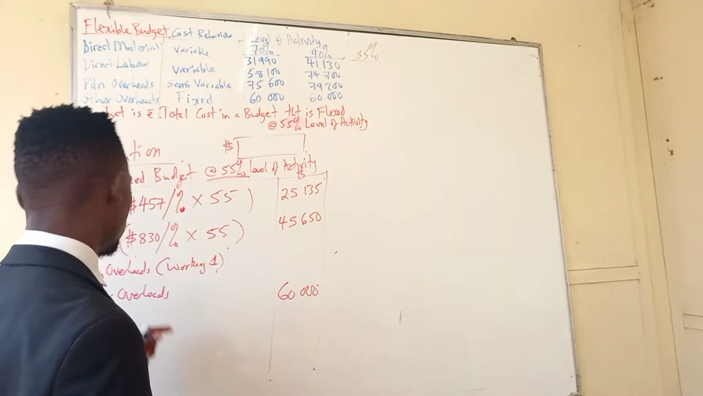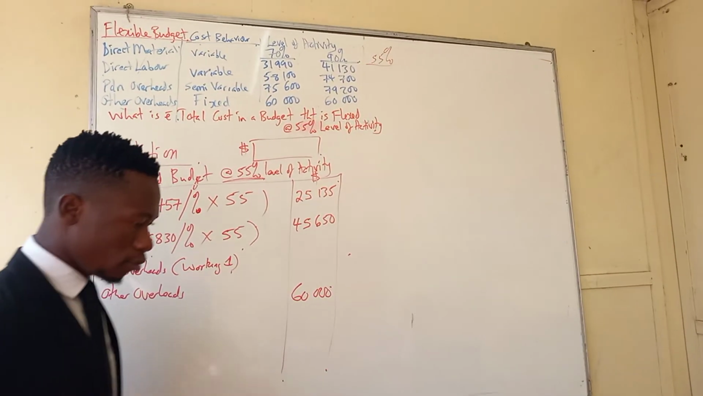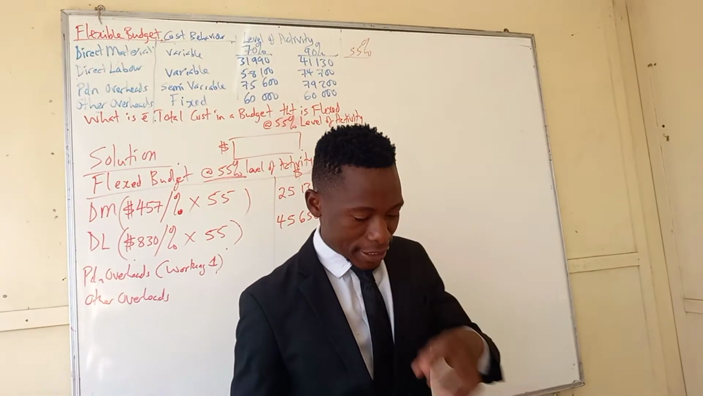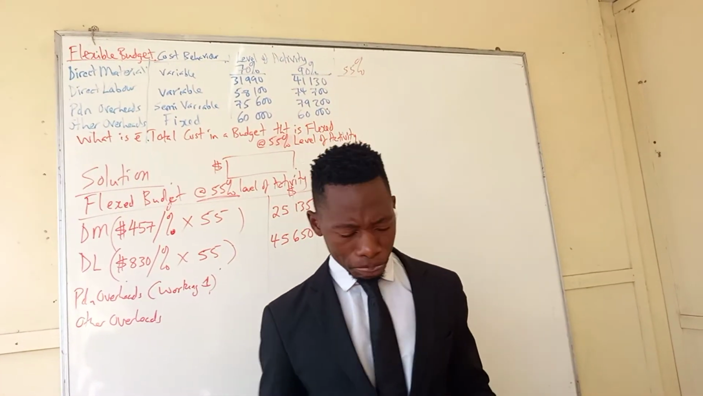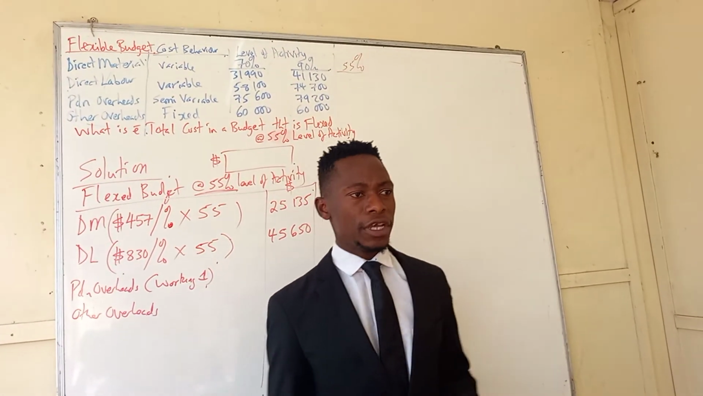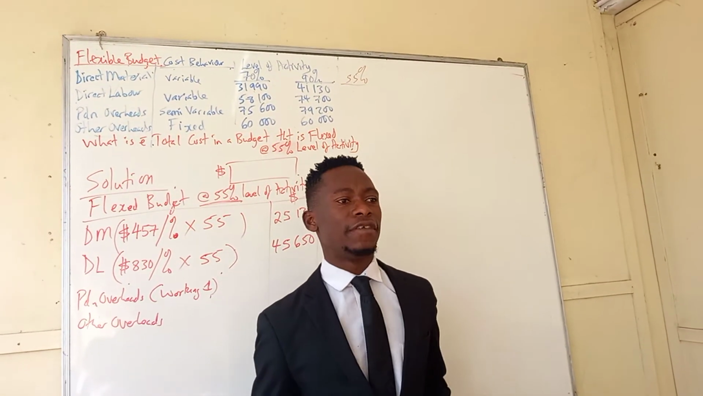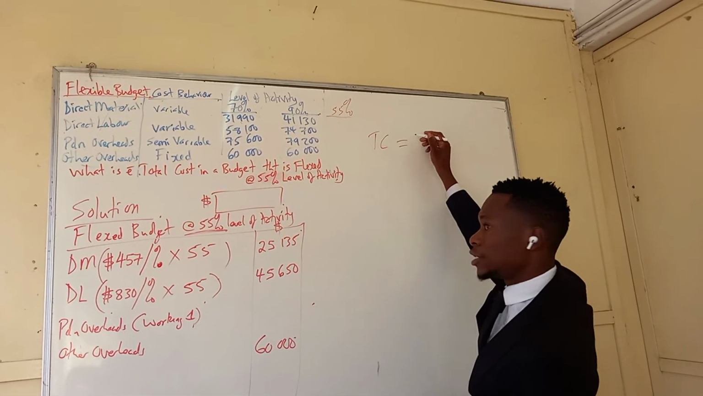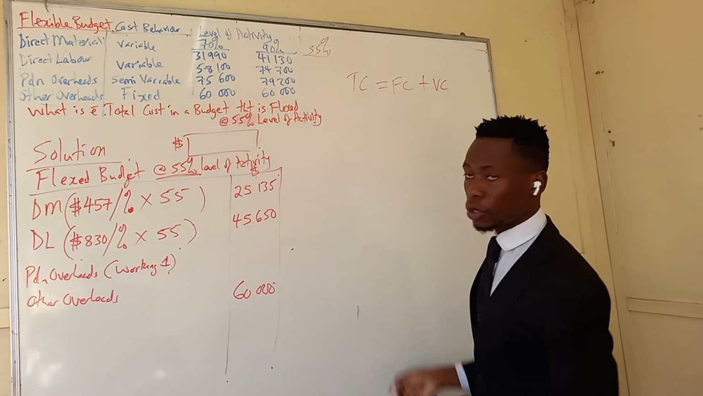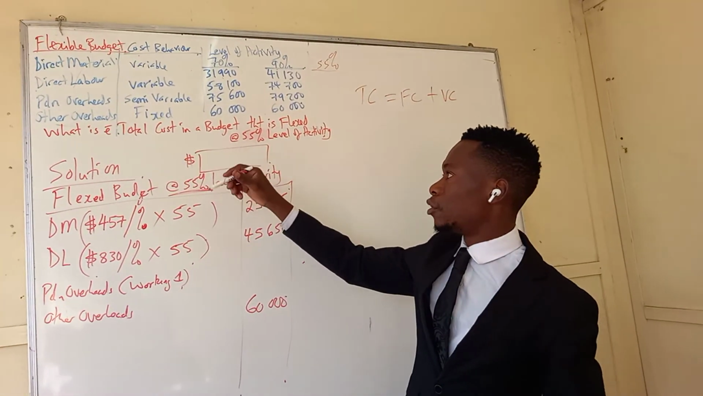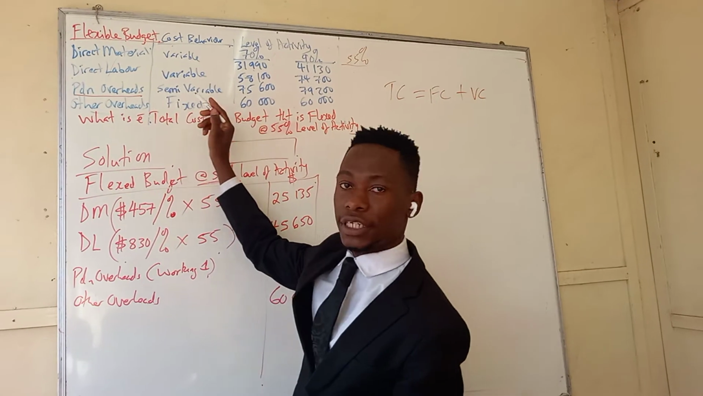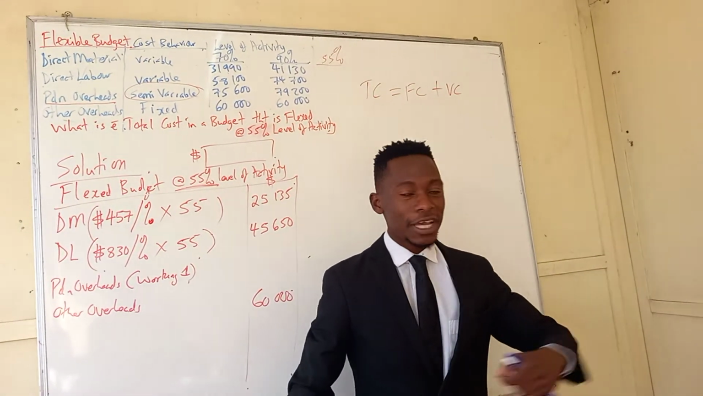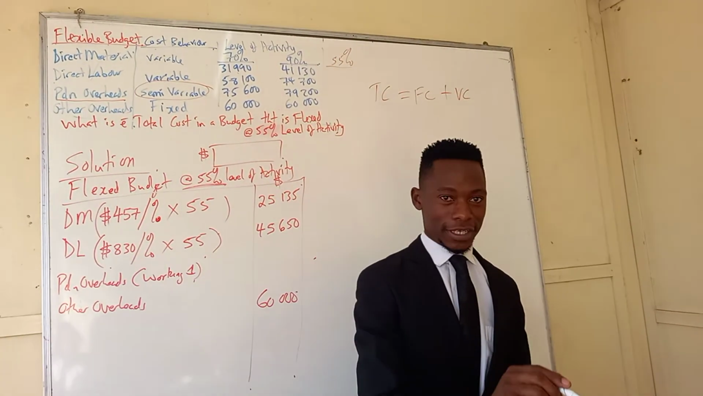All right, then what about the production overheads now? The production overhead is the semi-variable cost. The semi-variable cost is a combination of two costs. It's a combination of fixed and variable. So to get the total cost, you say total cost is equal to fixed cost plus the variable cost. So the production overhead is a semi-variable cost, meaning we have the fixed cost and we have the variable cost, right?